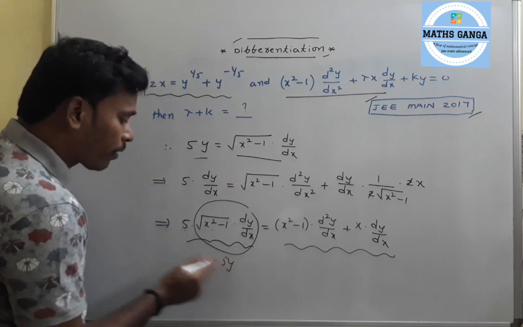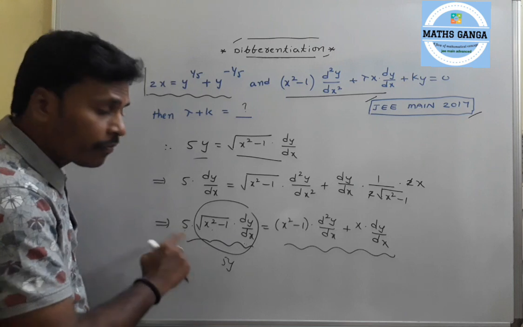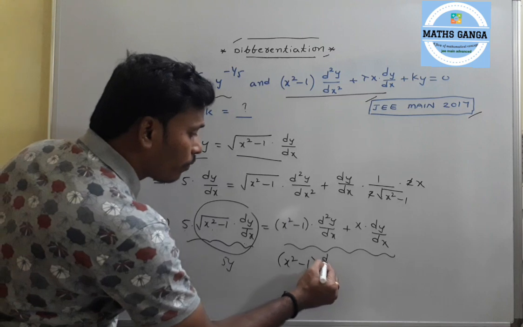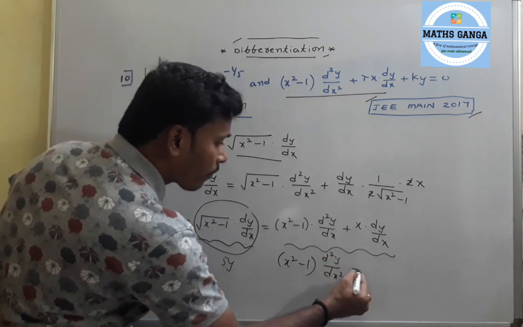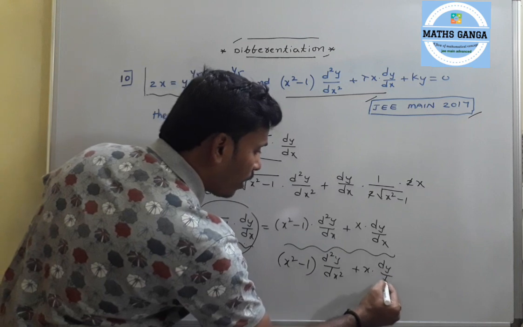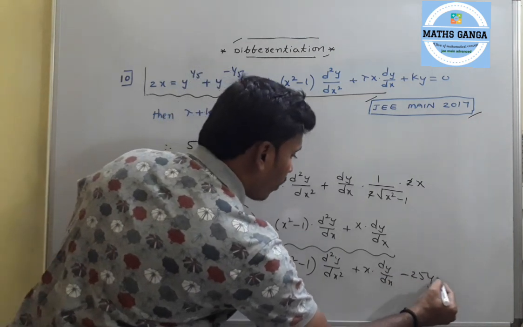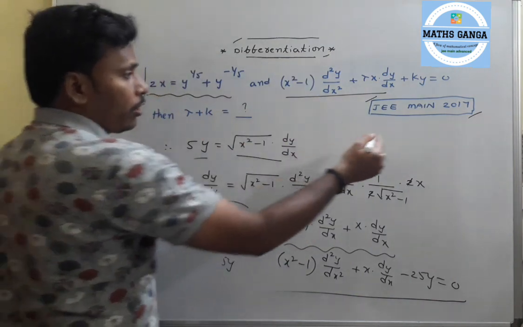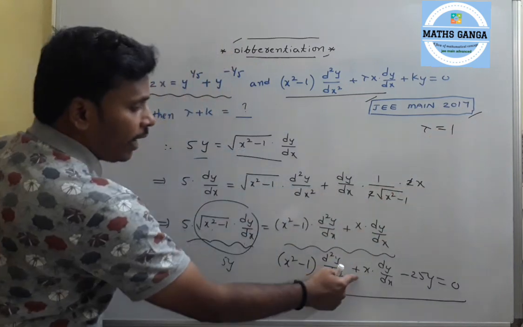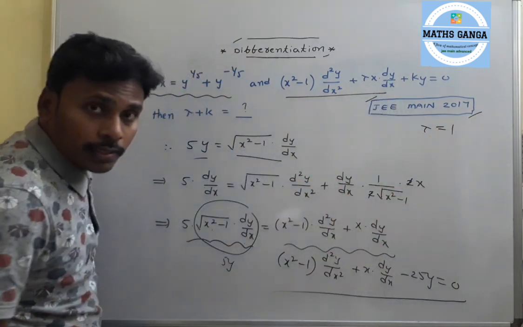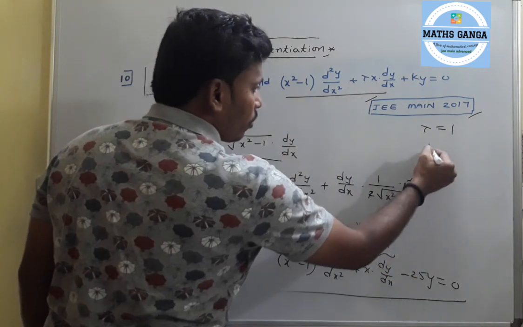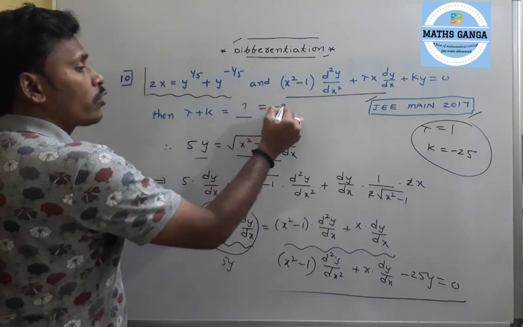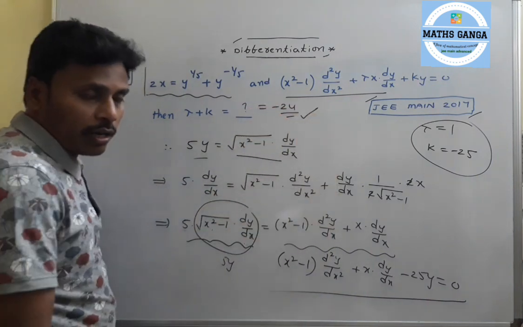Replace it with 5y. 5y into 5y is 25y. Send everything to this side. So finally we have x square minus 1 into d square y by dx square plus x into dy by dx minus 25y is equal to 0. Compare this final relation with the given relation. You will get lambda is equal to 1, lambda x dy by dx. Given ky, we have k is equal to minus 25. Lambda and k we have. Lambda plus k is minus 24. There ends the problem. Okay. Copy this.